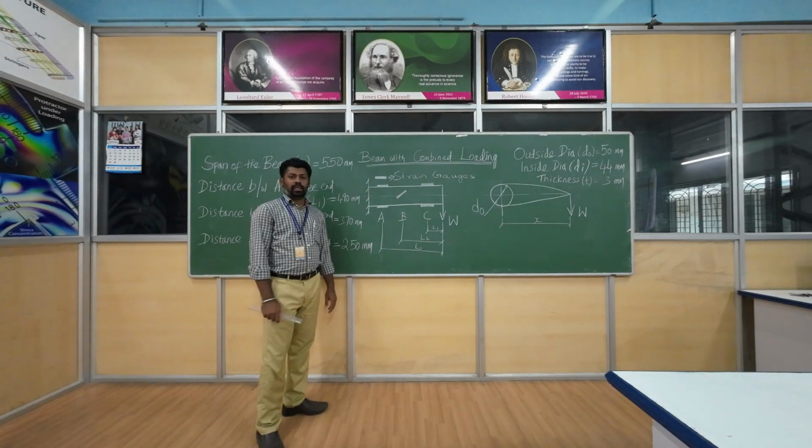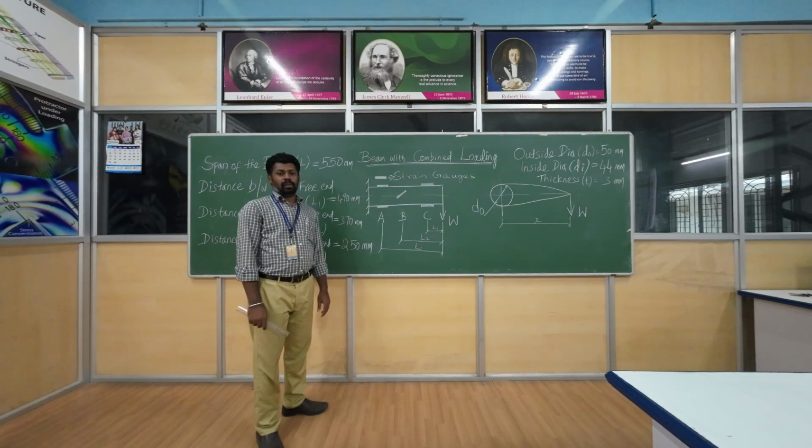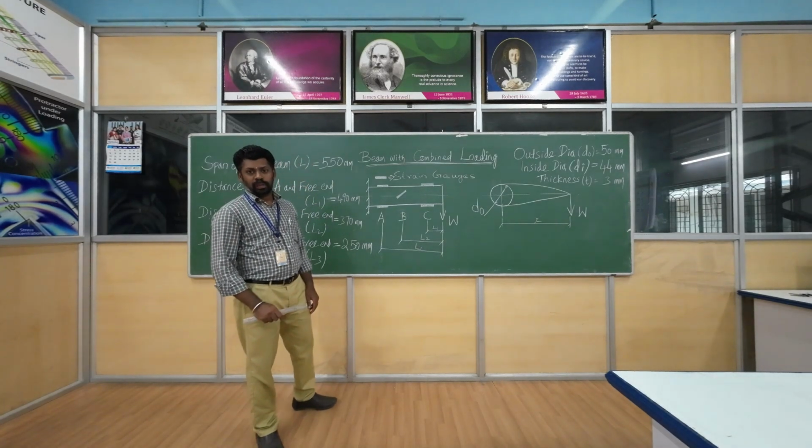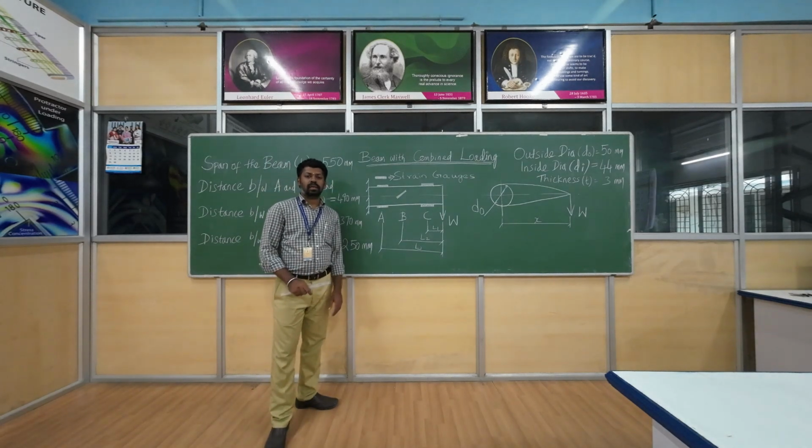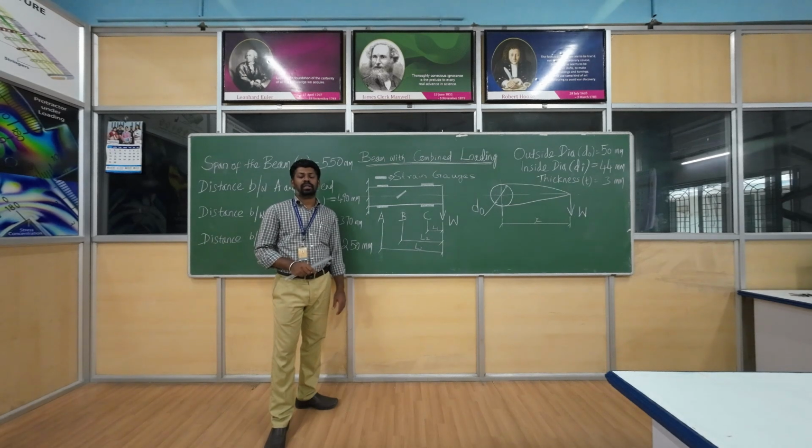Today we are going to see an experiment on beam with combined loading. So the objective of the experiment is to determine the principal stress and principal plane of a given hollow section subjected to both bending and torsion. That is both combined loading. We are going to apply both bending and torsion.